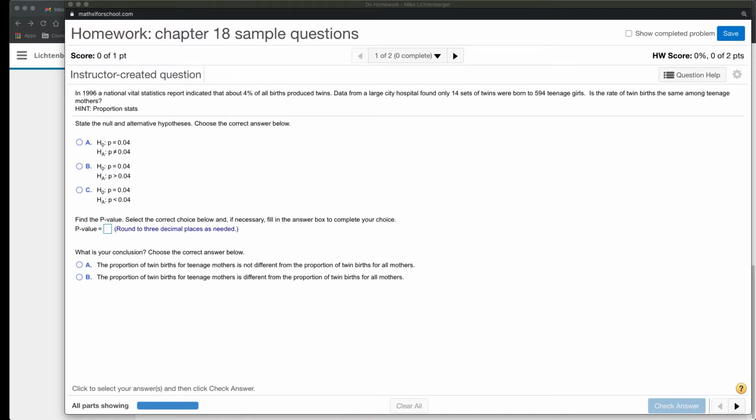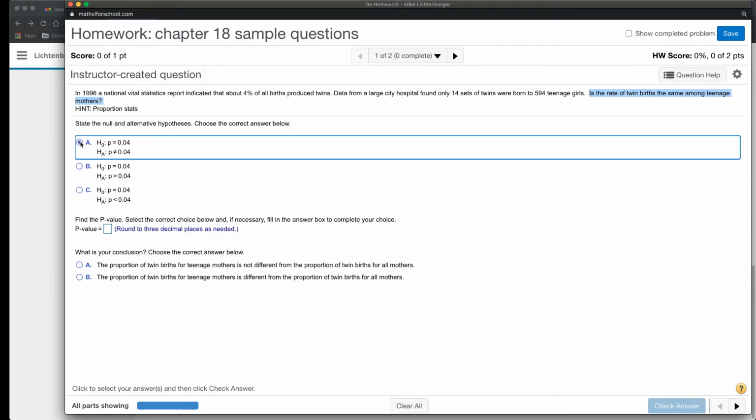Choose the correct answer. The key is in the wording here. So, is the rate the same among teenage mothers? That does not really imply less than or greater than. I just asked if it's the same. It's either the same or it's not. So we're going to go with A, the not equals one.